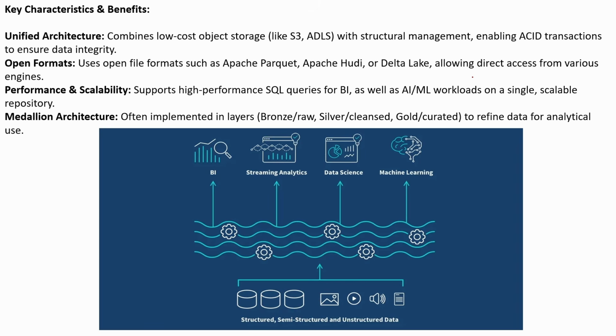It's a unified architecture, and we already discussed that it combines low-cost object storage like your S3 or ADLS storage with structured management, and it enables ACID transactions on this data lake storage directly. It uses open formats such as Parquet, Hudi, and Delta Lake, and it allows direct access from various engines. For performance and scalability, it supports high-performance SQL queries for BI as well as AI/ML workloads on a single scalable repository. It is often implemented using Medallion architecture to refine the data for analytical use.